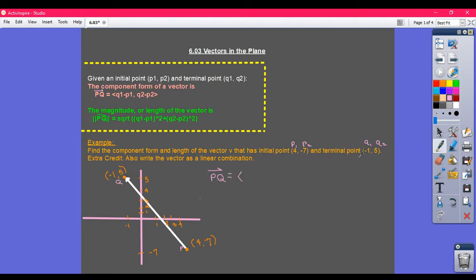A good thing is to label it because we do get it mixed up sometimes, which is why I always label which one is which ahead of time. So I'm going to take Q sub 1 minus P sub 1, which gives me -1 minus 4, and Q sub 2 minus P sub 2, which is 5 minus -7. And then from here, I will have my x component and y component of the vector, which will be -5 and 12. So that's the first part.